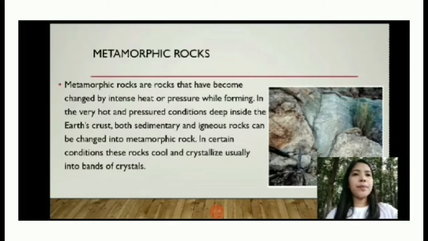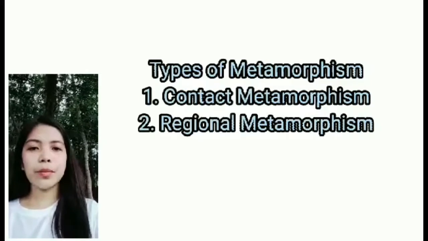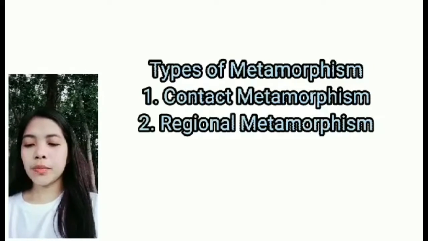Metamorphic rocks are rocks that have been changed by intense heat or pressure while forming. In the very hot and pressured conditions deep inside the Earth's crust, both sedimentary and igneous rocks can be changed into metamorphic rock. In certain conditions, these rocks cool and crystallize, usually into bands of crystals. There are two types of metamorphism: first is contact metamorphism, and second is regional metamorphism.